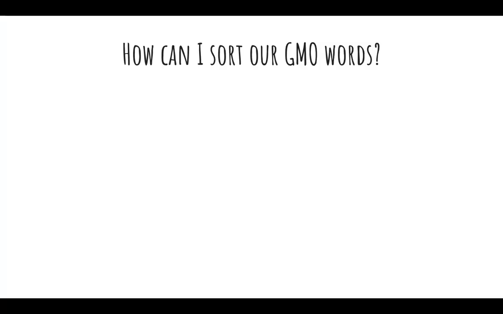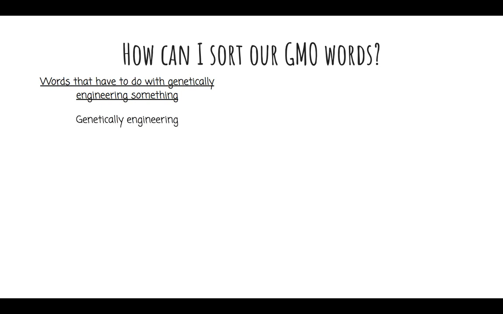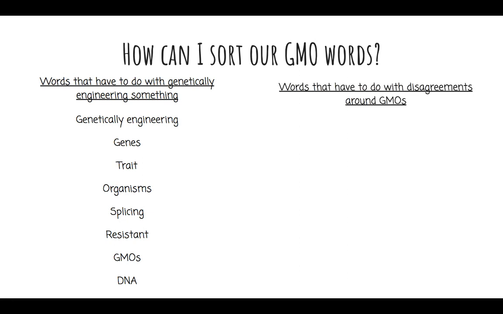So how can I sort our genetically modified organism words? One way we can sort is words that have to do directly with genetic engineering. So genetic engineering obviously has to do with it. Genes has to do with it. Trait has to do with it. Organisms have to do with it. Splicing, resistant, GMOs, and DNA. All of these words are science words, and that's why it makes sense that it would go directly with genetic engineering. The next way I can sort my GMO words are protesters, and these all have disagreements around GMOs.